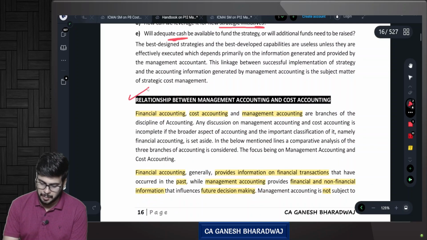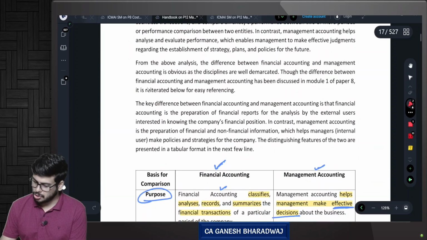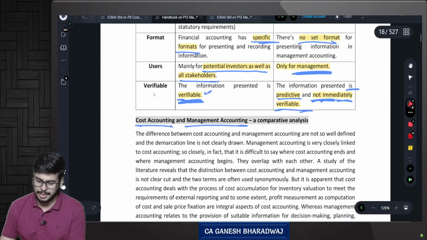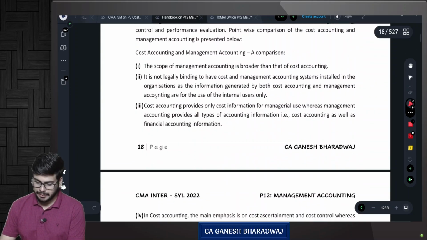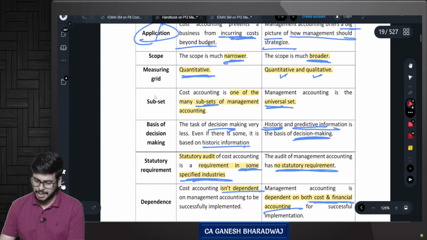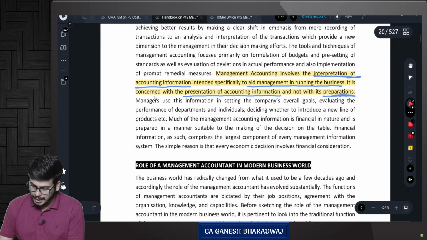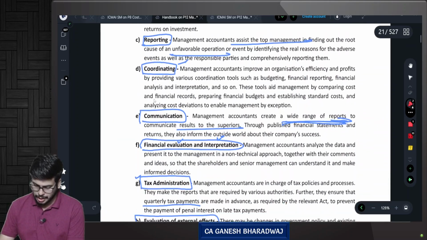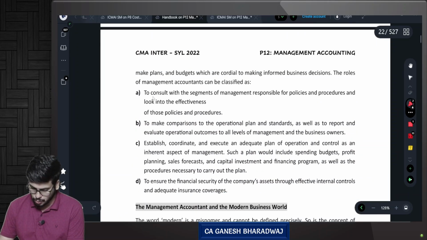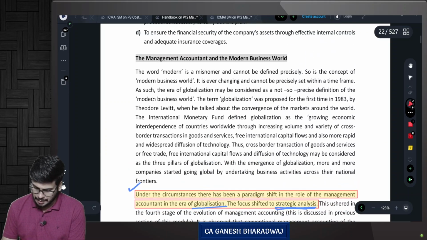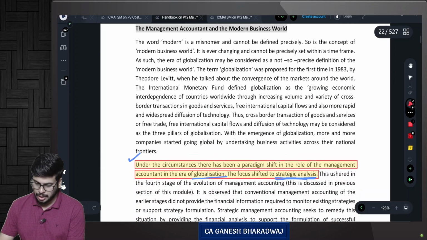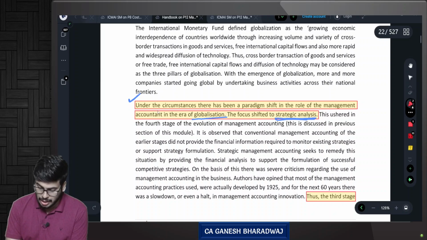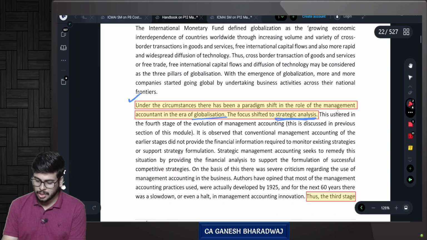And of course, management accounting versus cost accounting, we have just done all these things. Cost accounting versus management accounting also, we have done. The role of a management accountant in the new business world, we have seen all this. And the management accountant in the modern business world: I told you here, under the changes in circumstances, there has been a paradigm shift in the role of the management accountant in the era of globalization.